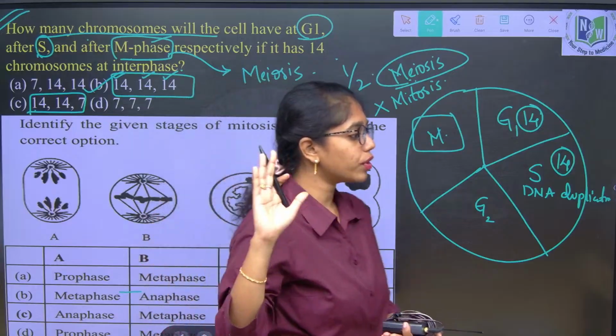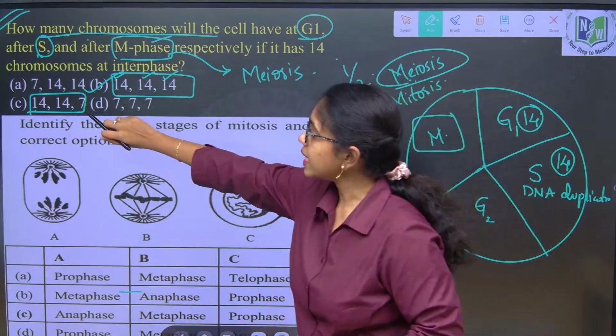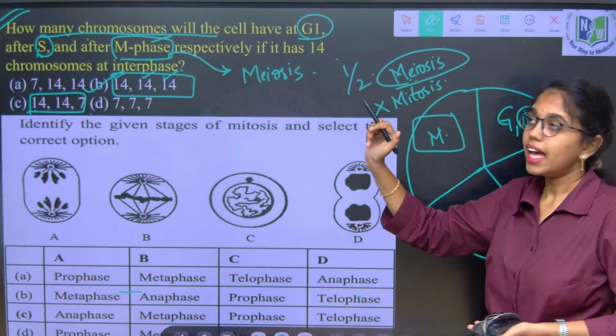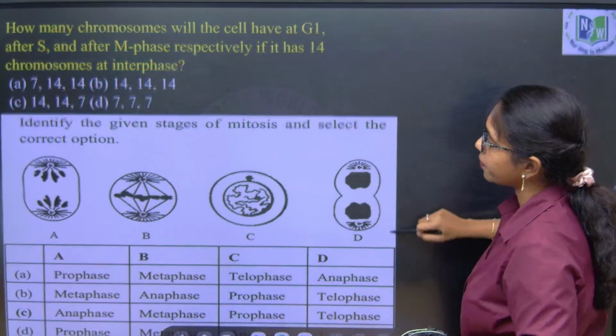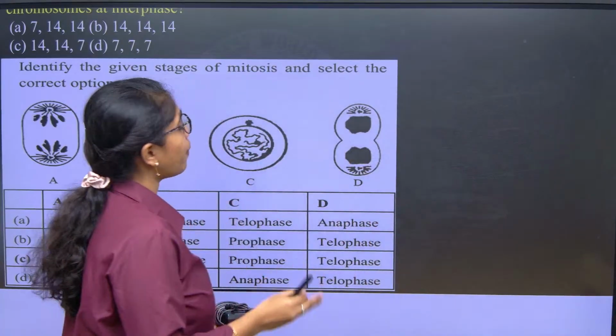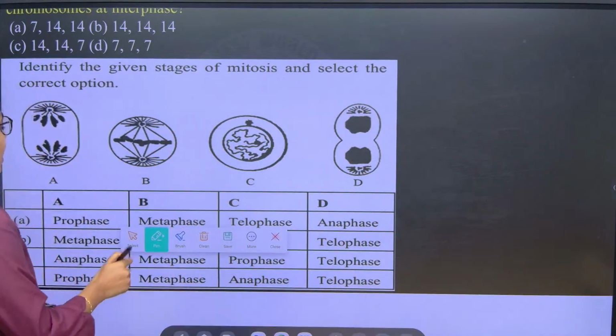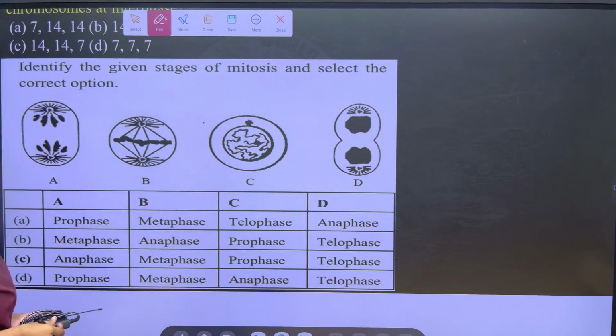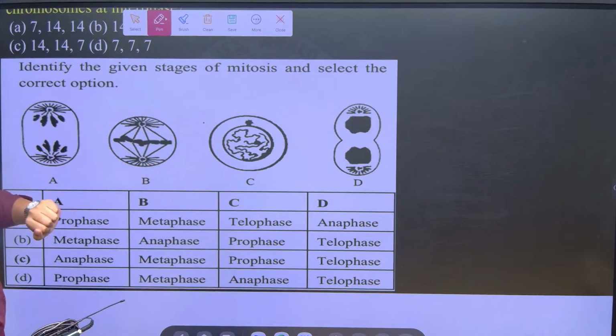So you have to go with option C if it is asked with respect to meiosis. Next, identify the given stages of mitosis and select the correct answer. They asked us with respect to different stages of mitosis.